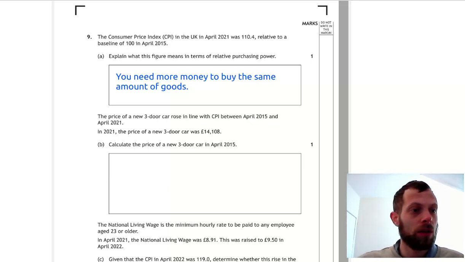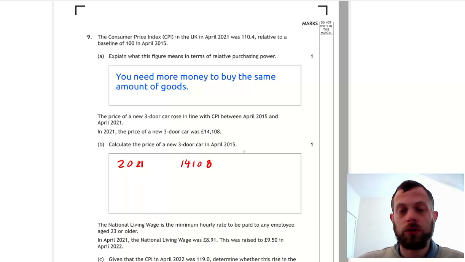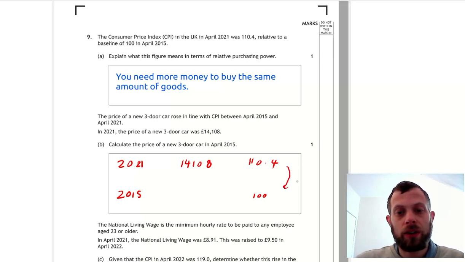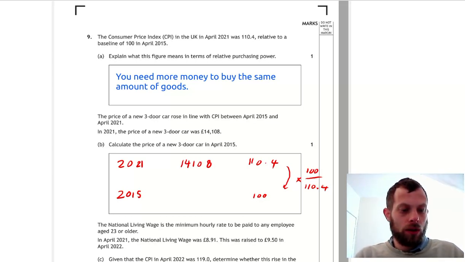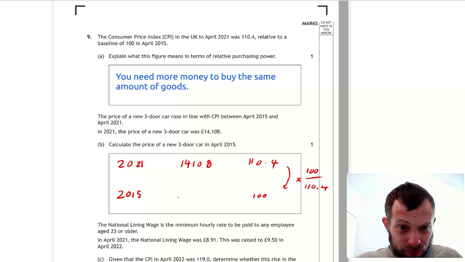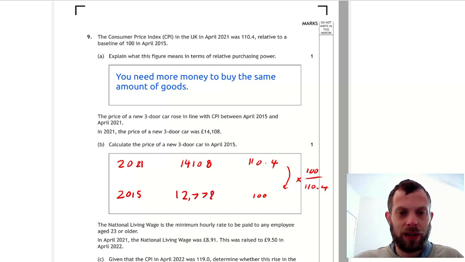So we'll make up a little table here and we'll get the price in 2021, which is 14,108. We've also got the consumer price index of 110.4. Likewise, we get the price in 2015, which we want to work out. A consumer price index of 100, and you're multiplying here by a factor of 100 over 110.4. So you do this on a calculator and you will get 12,778 pounds and 99p to the nearest penny.